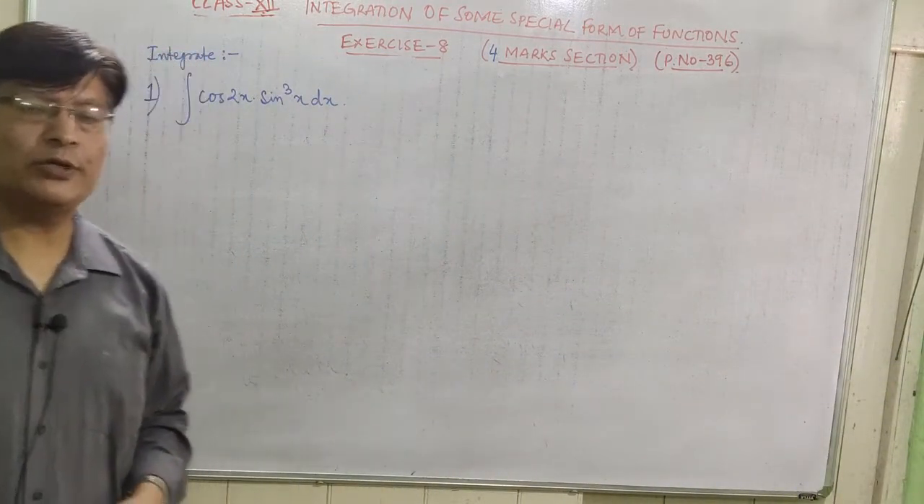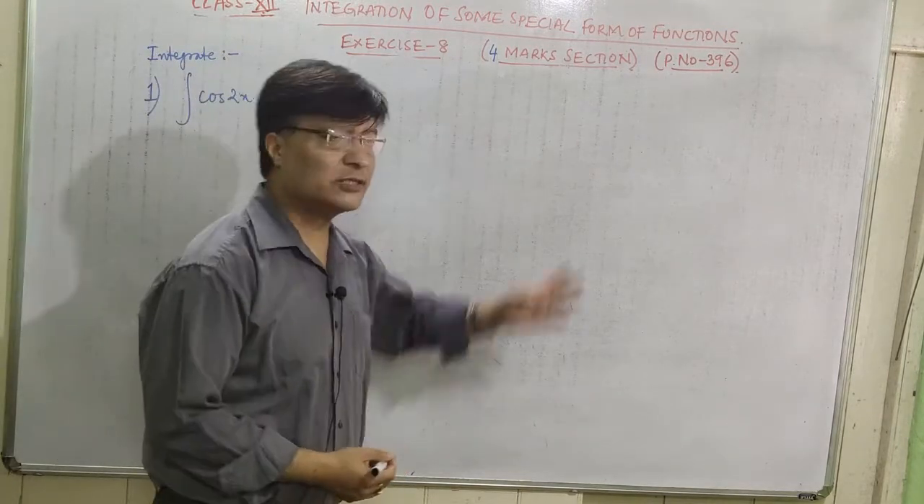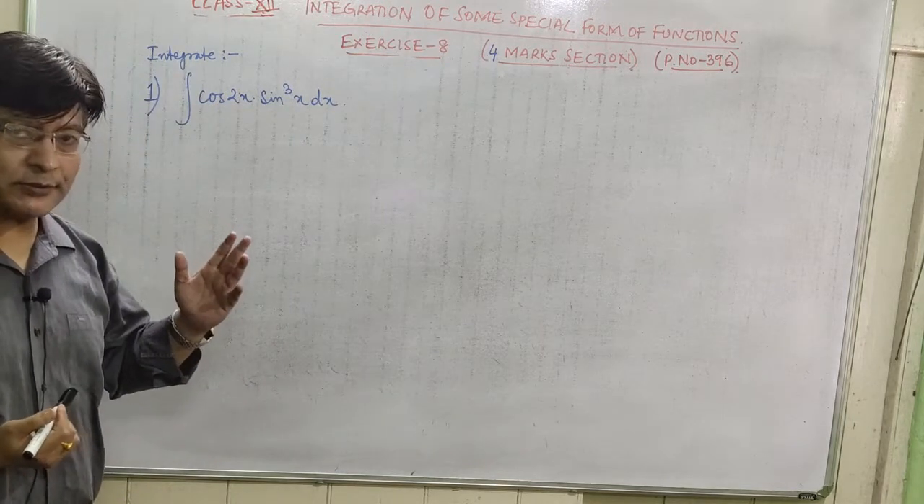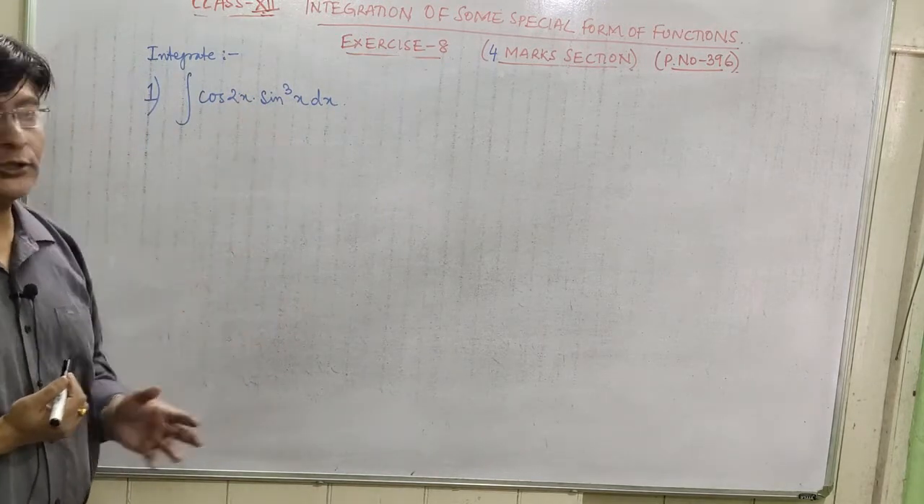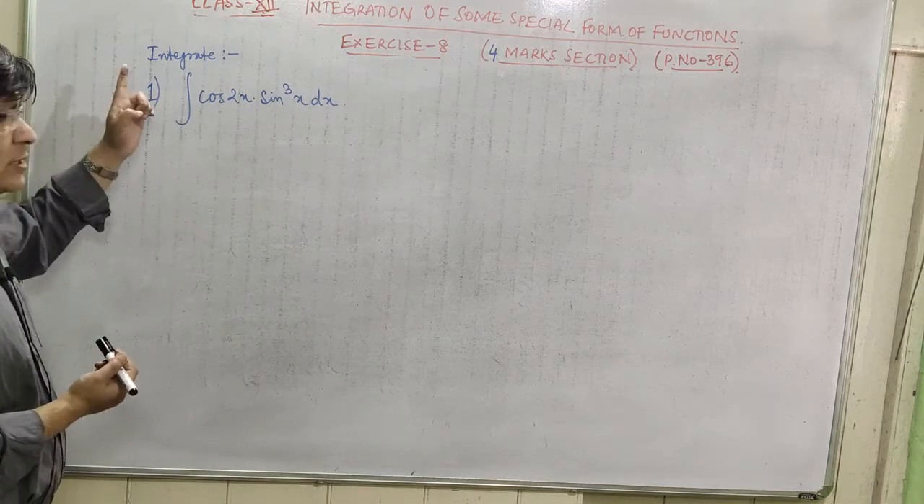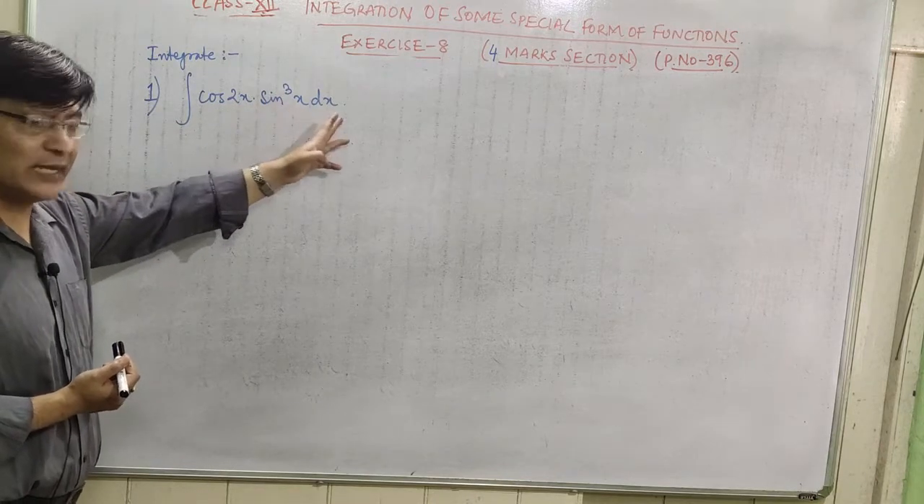So now we'll do the next question, that is question number 1 from the 4 marks section. We have finished problems from the 2 marks section, so let's do problems from the 4 marks section now. So let us integrate. Question number 1. Integration of cos 2x sin cube x dx.